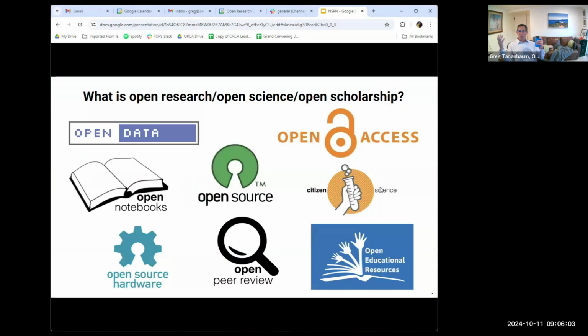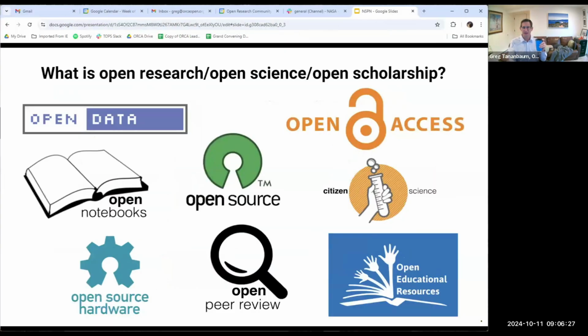So first of all, what is open science? What is open research? What is open data? My screen is maybe not fully maximized, but it's the best I can do. So hopefully it's legible. Apologies if it's not perfectly optimized. We're going to switch back and forth between terms a little bit here, and I apologize if I'm switching in a way that is unintentionally confusing.